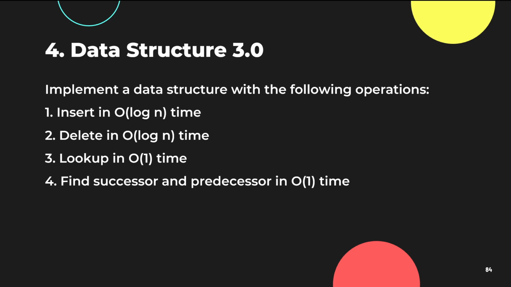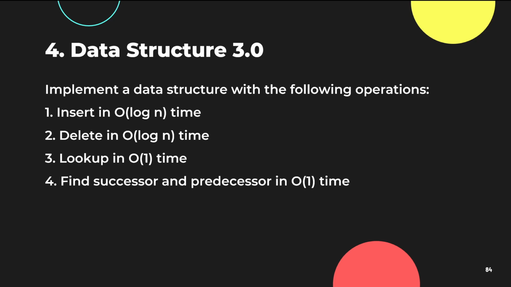Like USB from 2.0 to 3.0. Now, instead of implementing everything in O(1), we are going to do insert in O(log n) and delete in O(log n). Of course, if you can do O(1), it will be best. Look up in O(1), but finding successor and predecessor in O(1) time is a bit difficult. That is why we are raising the time complexity here to O(log n). Any ideas?